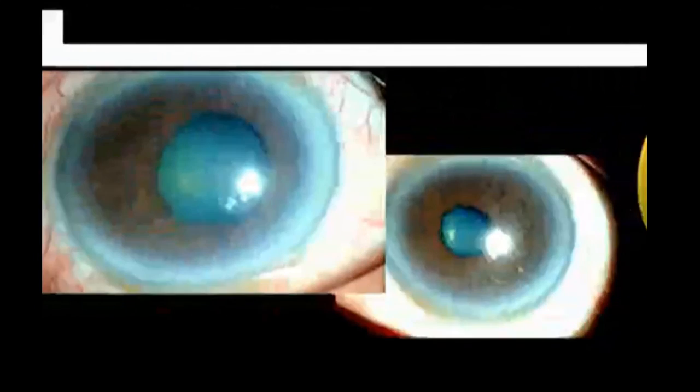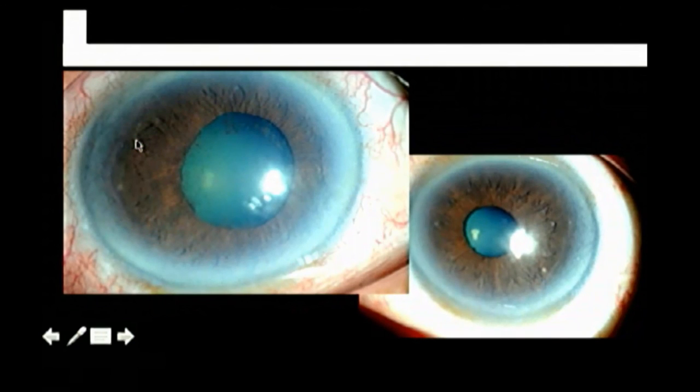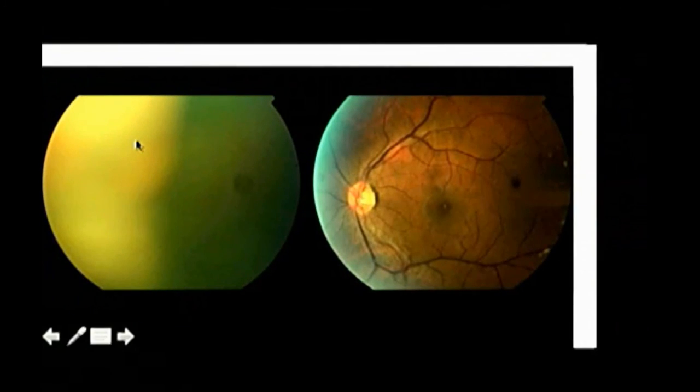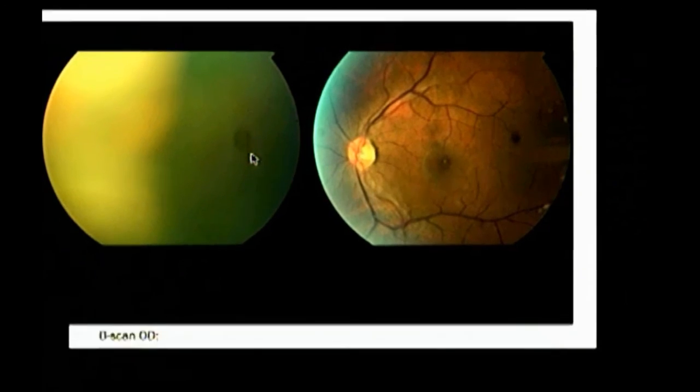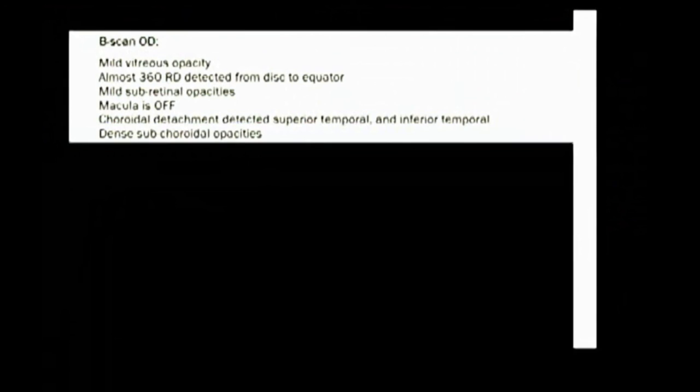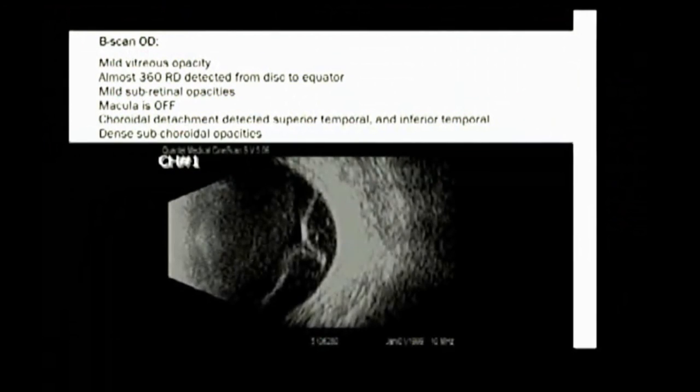This is the image of his anterior segment. On fundus examination, there was no view to the fundus, and there is an obvious growth on the temporal side of the retina. We did a B scan. There was mild vitreous opacity, almost 360 retinal detachment detected from the disc to the equator, and multiple subretinal opacities. The macula was off at that time. Choroidal detachment was detected under the superior temporal and inferior temporal areas, and dense subchoroidal opacities.